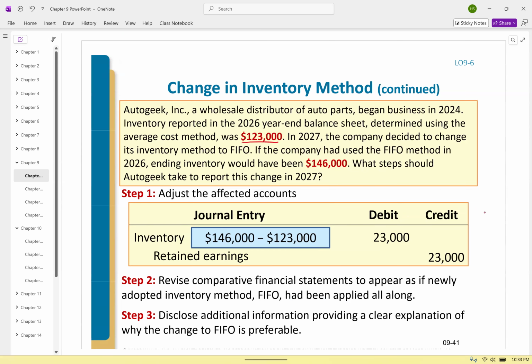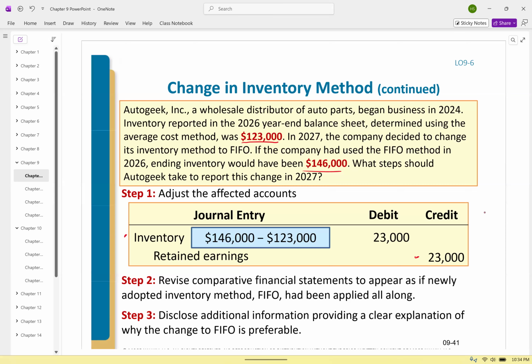In 2027, the company decided to change its inventory method to FIFO. If the company had used the FIFO method in 2026, inventory would have been 146,000. What steps should we do? First of all, we are going to make an entry. The difference between those two is 23,000. We are debiting inventory, 23,000, crediting retained earnings.